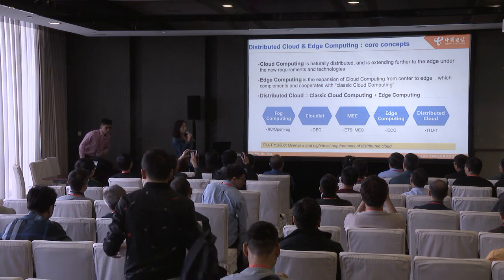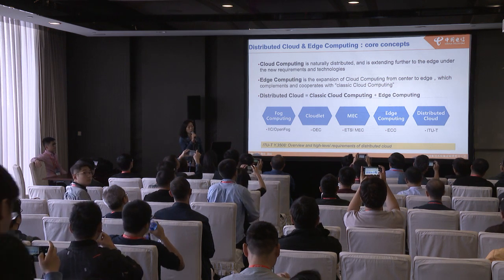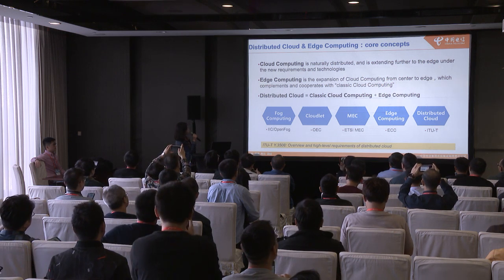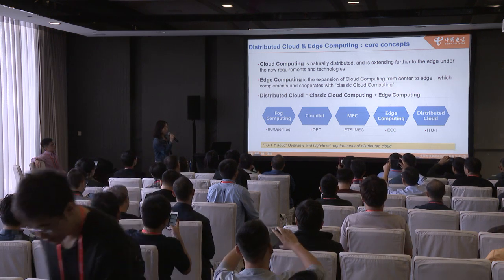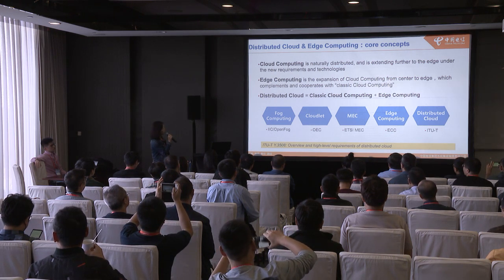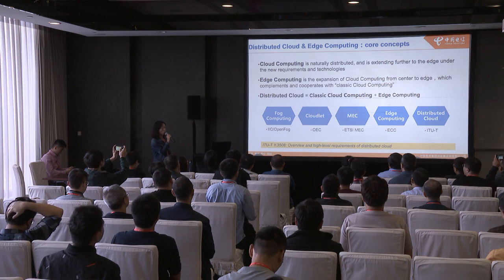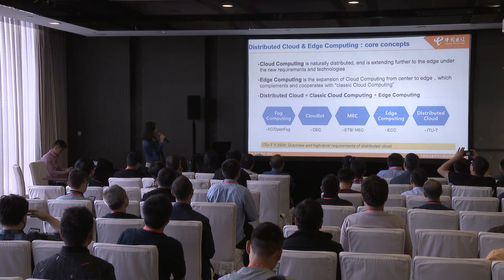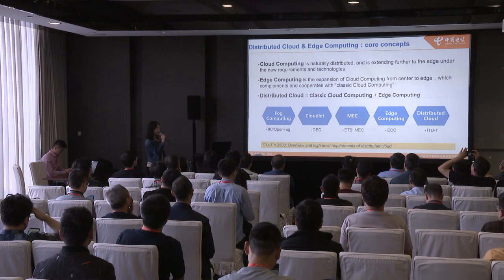Okay, first, let's do some background. First, the concept. Our work on cloud computing began in 2011 or earlier. In our opinion, cloud computing is naturally distributed, and we call it the classic cloud. And under the promotion of new services and new technologies, the cloud is extending further to the edge of the network, and even to the user side, and we call it edge computing. And we say that edge computing is complementary and cooperative with the classic cloud.